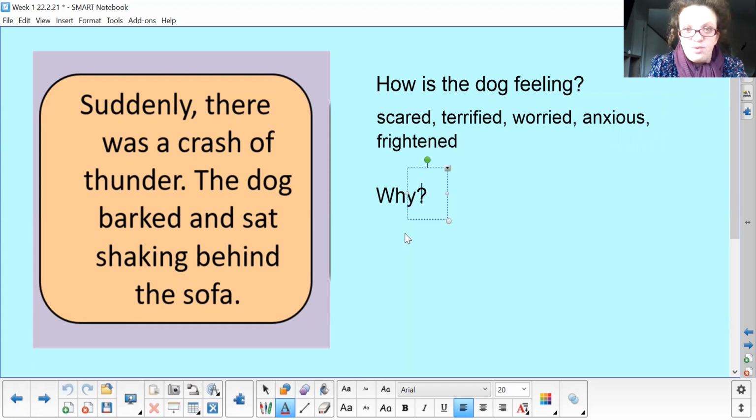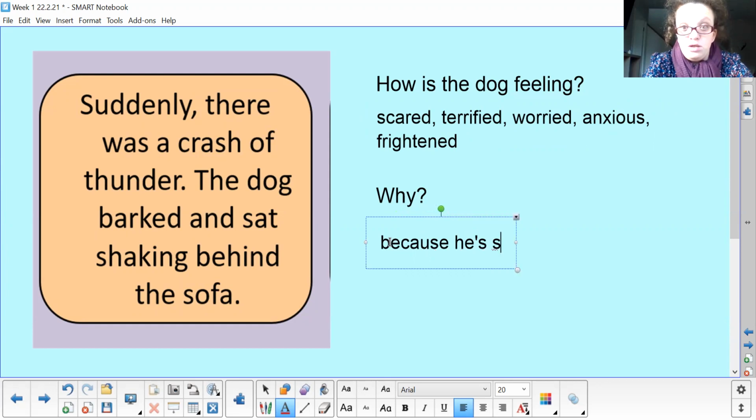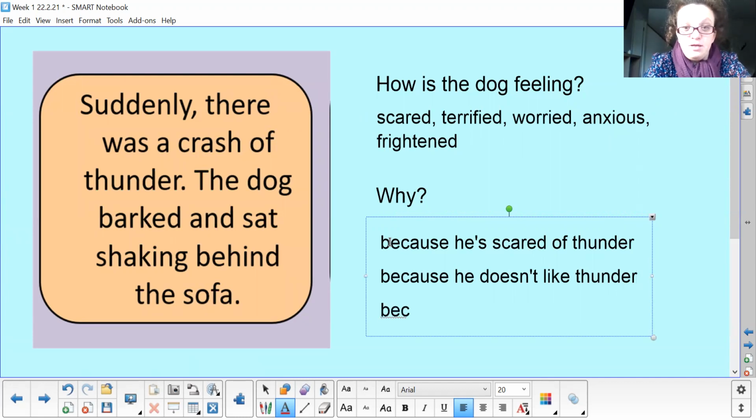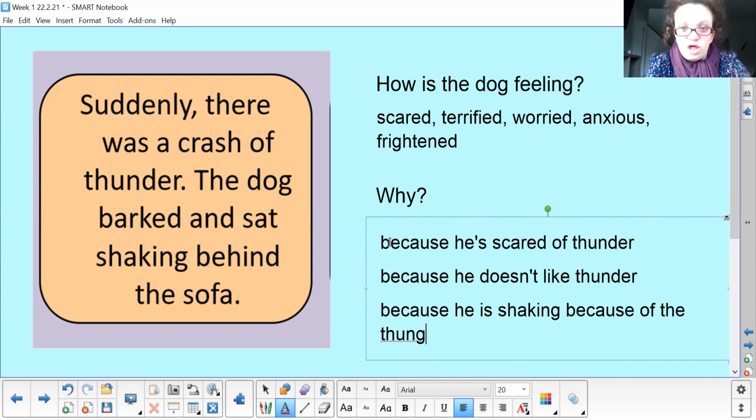And the reason he's feeling like that, or we can have lots of different reasons, but the reasons we use the text to help us could be because he's scared of thunder, because he doesn't like thunder, because he is shaking. He is shaking because of the thunder. So you're looking at all the reasons, all the clues in the text. We've got he's shaking, we've got thunder, and we're saying that actually these bits are backing up my idea that he's scared. It's because of the thunder, and it's because he's shaking. They're the clues that I know that means he's scared. There's thunder, people don't like thunder. He's shaking, he's barked, probably means that he's quite worried and frightened.